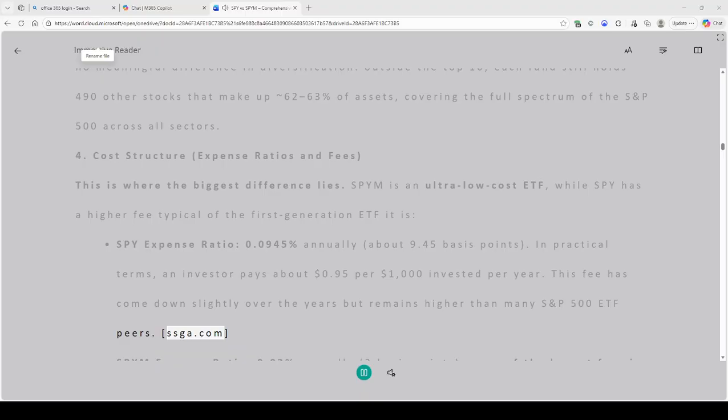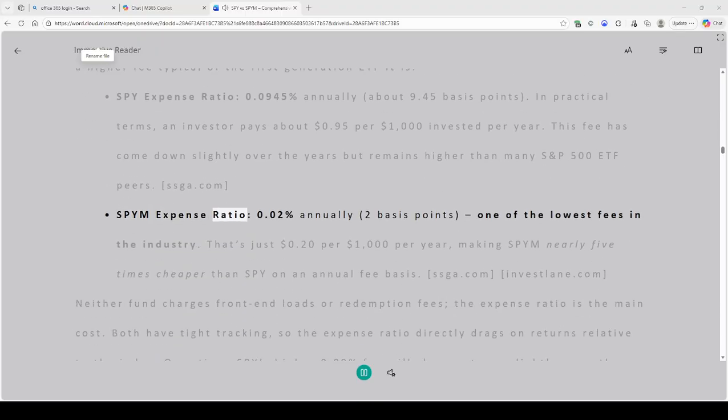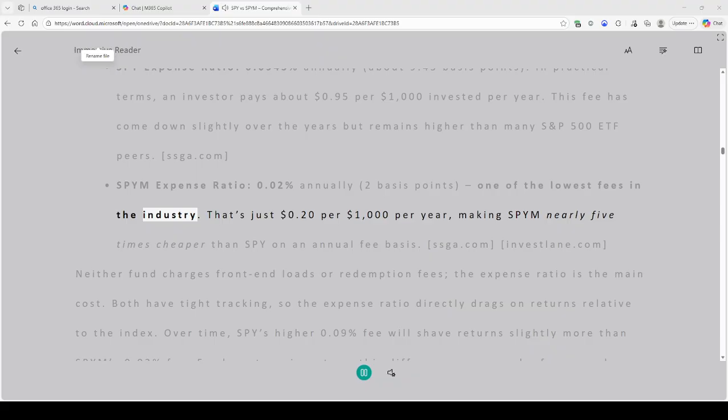SPYM expense ratio, 0.02% annually, 2 basis points, one of the lowest fees in the industry. That's just 20 cents per $1,000 per year, making SPYM nearly 5 times cheaper than SPY on an annual fee basis.